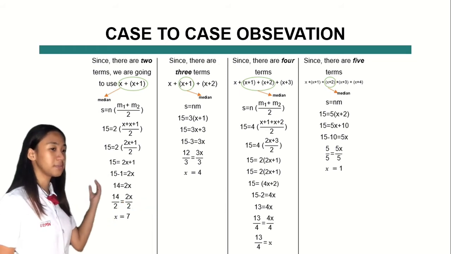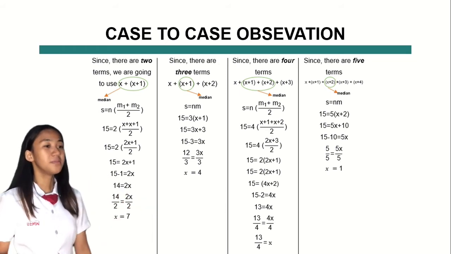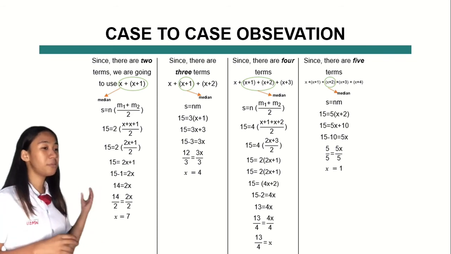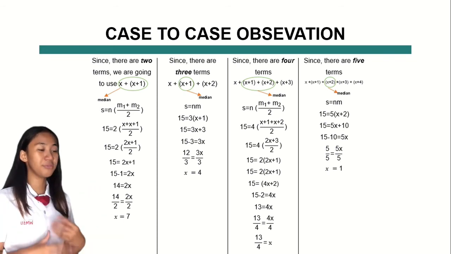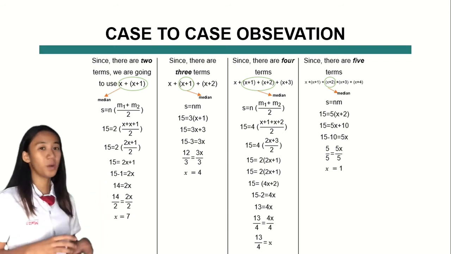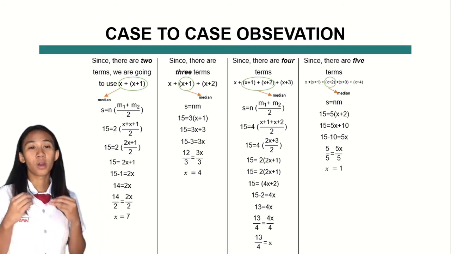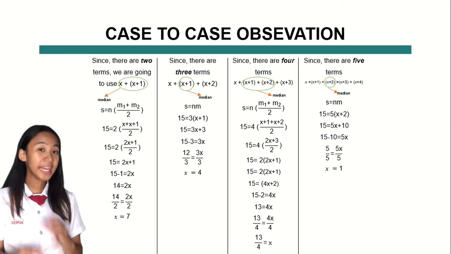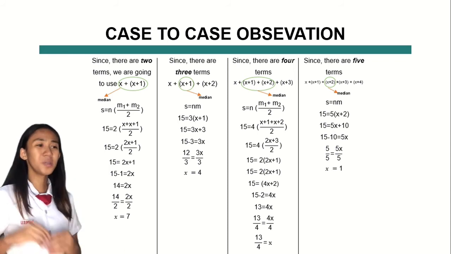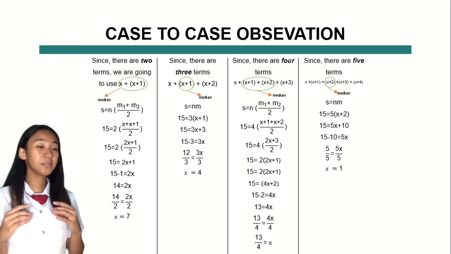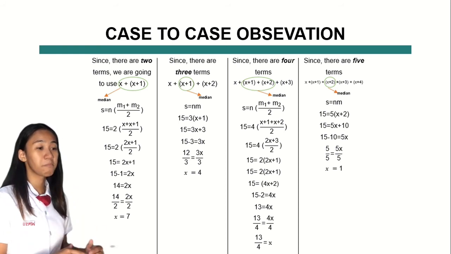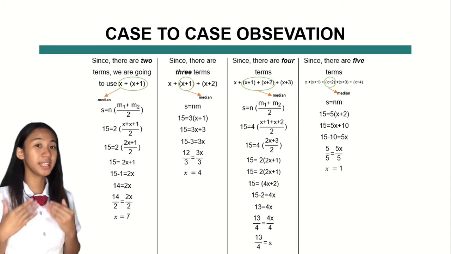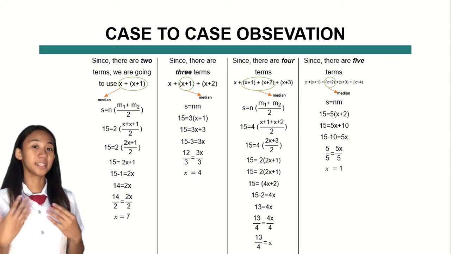Next is 4 terms, same formula, same process. Its x is 13 over 4. And same formula and same process for 5 terms, we have x is equal to 1. So, which number of terms can 15 not be expressed in? So we can say that 15 cannot be expressed in 4 terms because its x is 13 over 4 and it is not a whole number, yet it is a fraction.